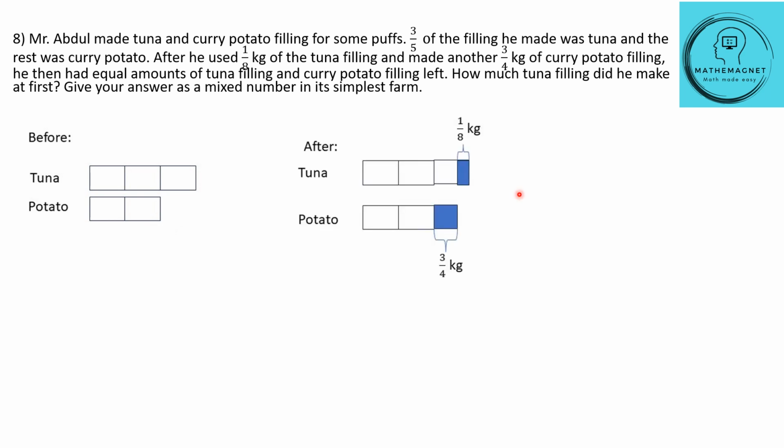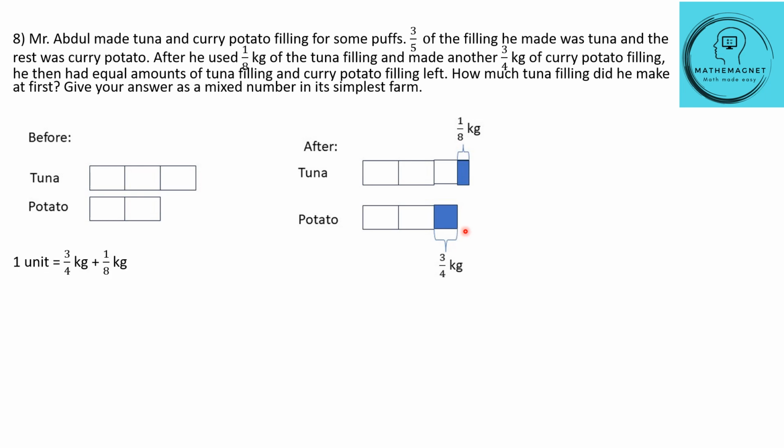Now the after diagram will be, he has used up 1 by 8 kg of the tuna. So we will remove 1 by 8 from the final unit. And for potato, he has made another 3 by 4 kg. He has added 3 by 4 kg. And now once that is done, both of them become equal. Tuna and potato become equal quantity.